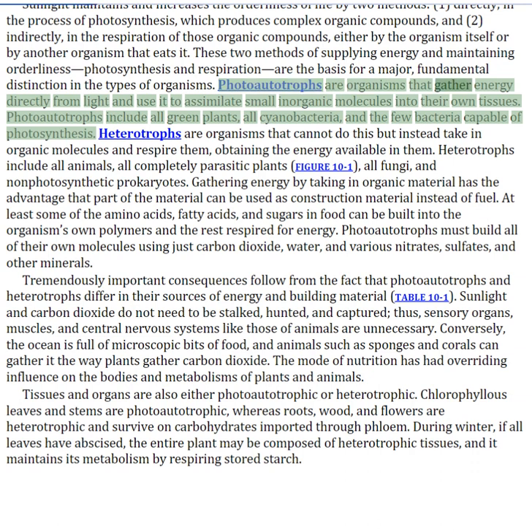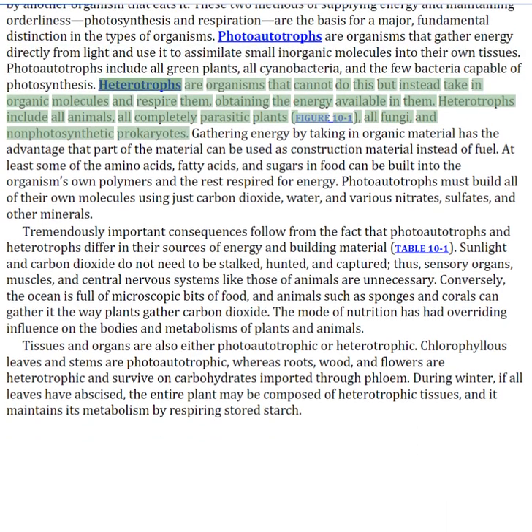Photoautotrophs are organisms that gather energy directly from light and use it to assimilate small inorganic molecules into their own tissues. Photoautotrophs include all green plants, all cyanobacteria, and the few bacteria capable of photosynthesis. Heterotrophs are organisms that cannot do this but instead take in organic molecules and respire them, obtaining the energy available in them. Heterotrophs include all animals, all completely parasitic plants, all fungi, and non-photosynthetic prokaryotes.